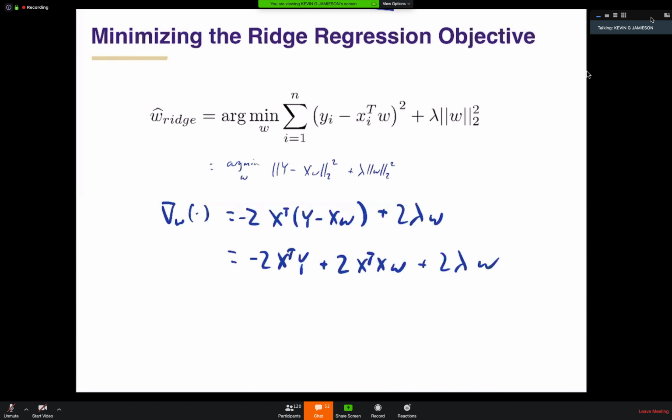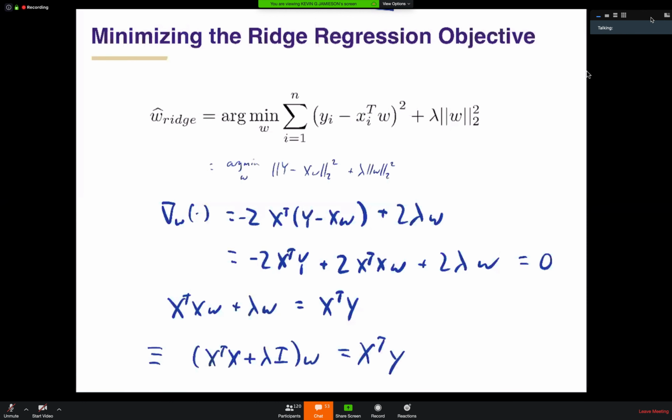I solve for w. I put this equal to 0. I get x transpose x w plus lambda w is equal to x transpose y. And now I'm going to combine these terms, which is equivalent to saying that x transpose x plus lambda identity, times w, is equal to x transpose y. And these are equivalent, of course, because identity times some vector z is always equal to z. So I'm just saying that identity times w is equal to w.